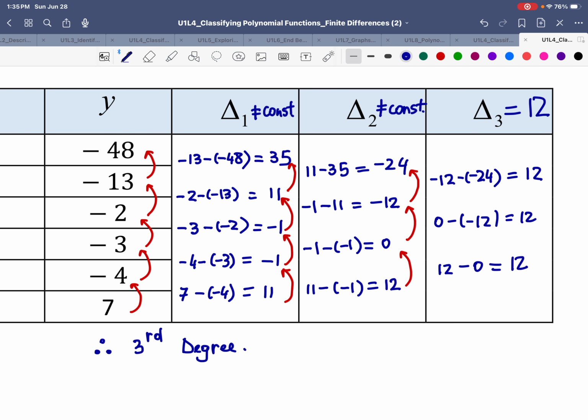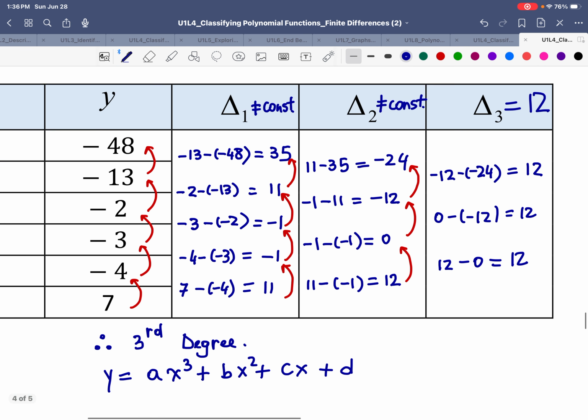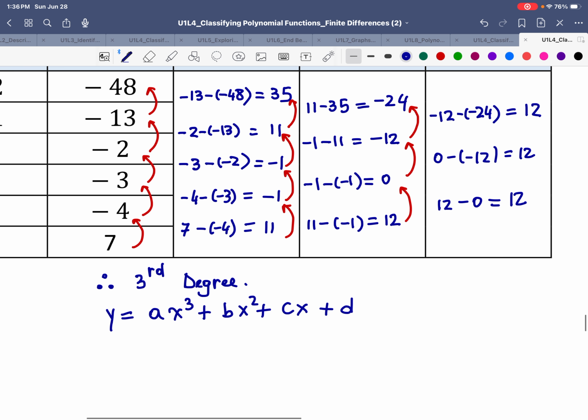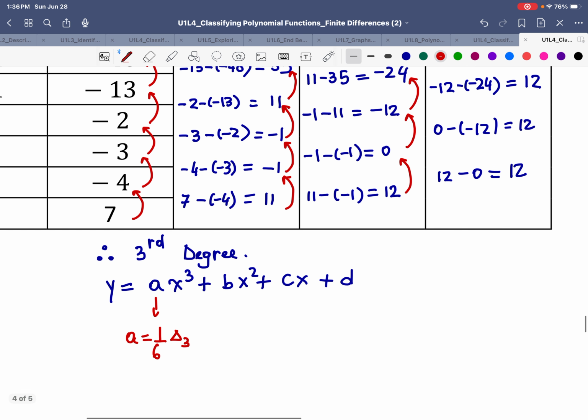And the equation of it will be in the form y equals ax cubed plus bx squared plus cx plus d. So let's check and see what coefficients we can find. We know that we can find the coefficient a as 1/6 of delta 3, and delta 3 being 12 will give us the coefficient a of 1/6 times 12, so a equals 2.